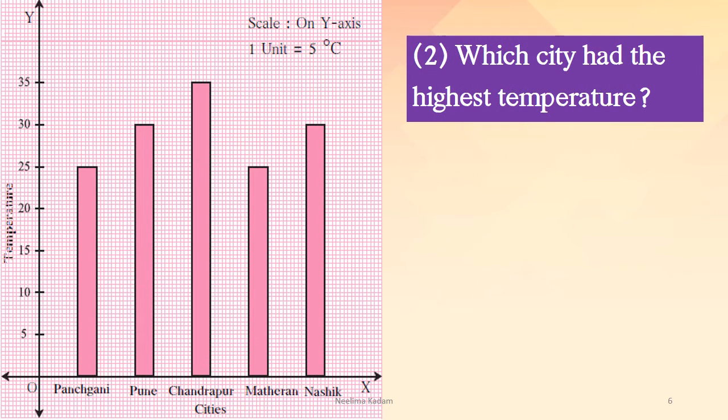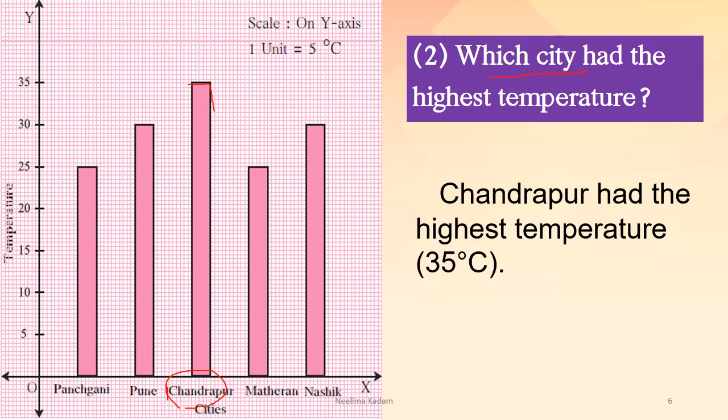Question: which city had the highest temperature? Now see, these are the cities and the highest one is this. Okay, so which city? We want the name of the city. So the city will be, yes, Chandrapur. So Chandrapur had the highest temperature. How much is it? If it is asked how much, we can find out from here, that is 35 degrees Celsius.